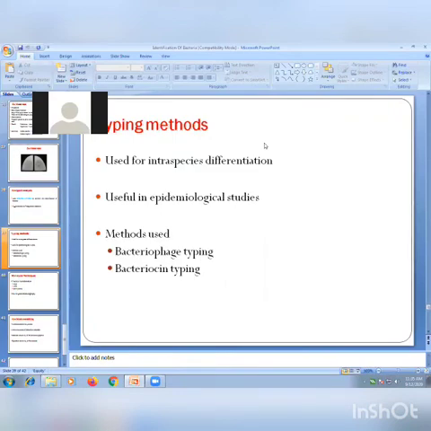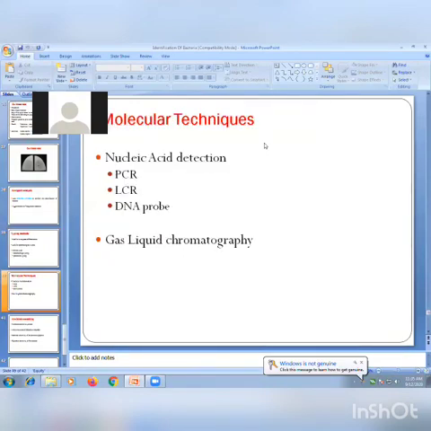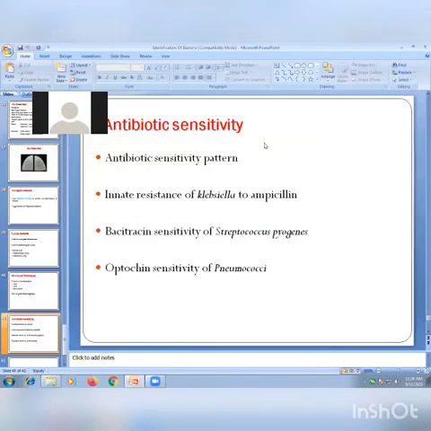The methods used for intra-species differentiation are the typing methods used in epidemiological studies. We already discussed bacteriophage typing and bacteriocin typing. These tests are useful for identification. Then molecular techniques, which are recently available: nucleic acid detection, PCR, LCR, DNA probe. Recently we are using these for identification of particular bacteria. And the last is gas liquid chromatography, which is also useful to study the chemical structure of a particular bacteria.